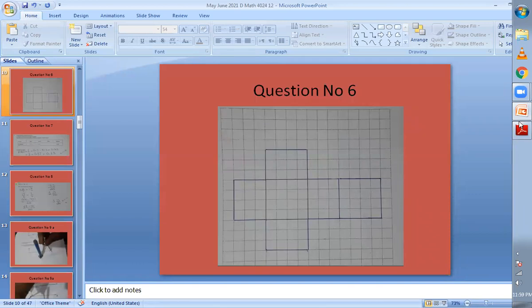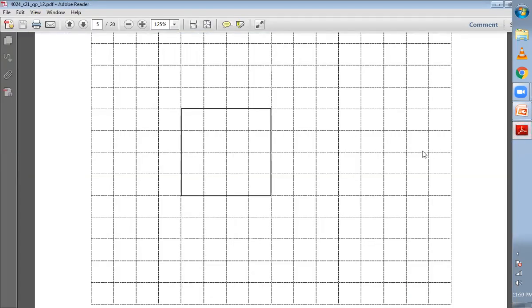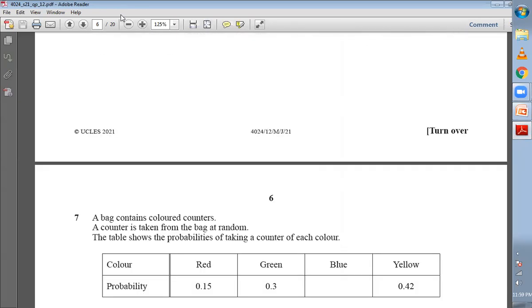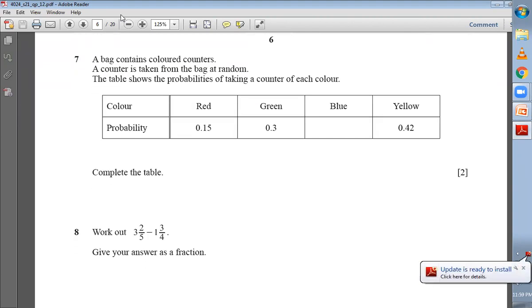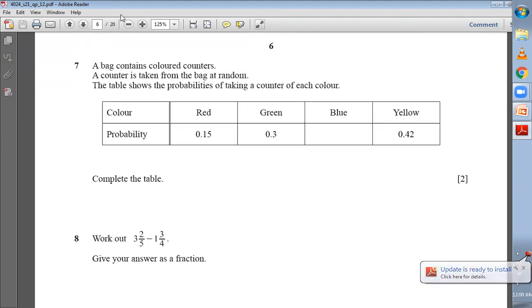Okay, so let's go to the next question. The next question is coming up on your screen. It was a 3-mark question. The next question is question number 7.